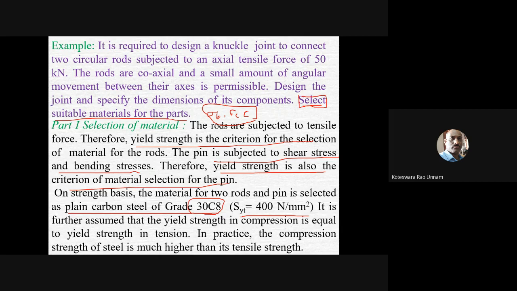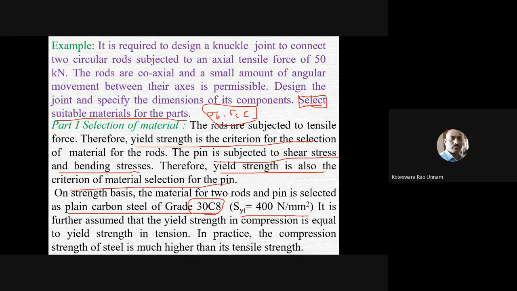So don't assume that you always need to take only 30C8. What you can do is select some other material, but it should be a steel or some other grade of carbon steel. That is the only thing. So if you choose 30C8, then the SYD of 30C8 is 400 Newton per mm square. If you choose some other material, then you have to take the corresponding SYD value only.